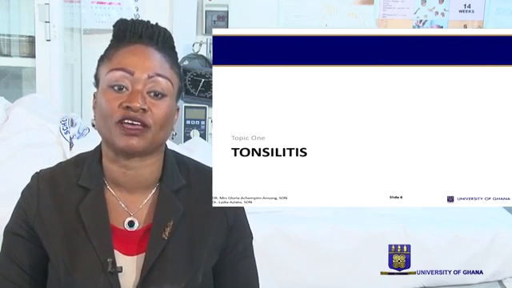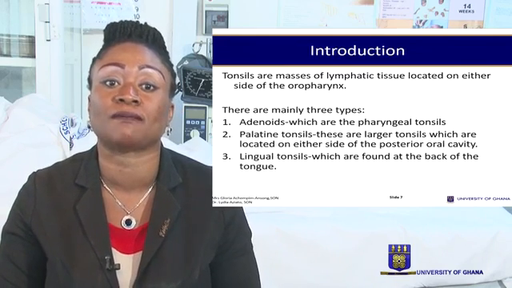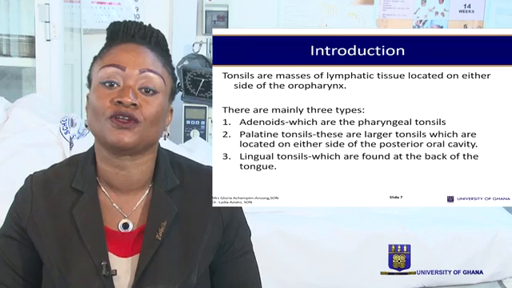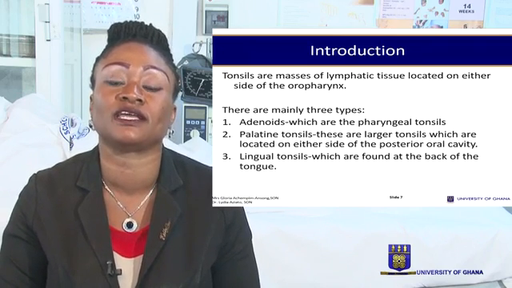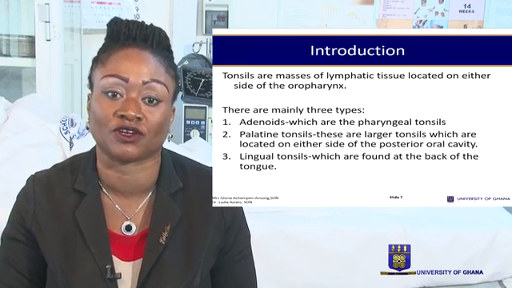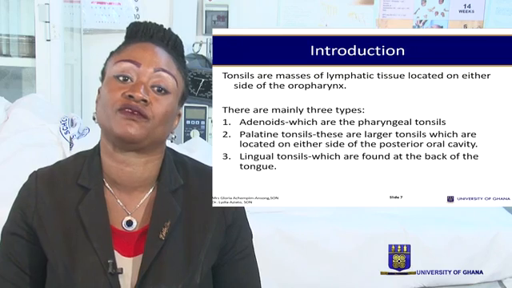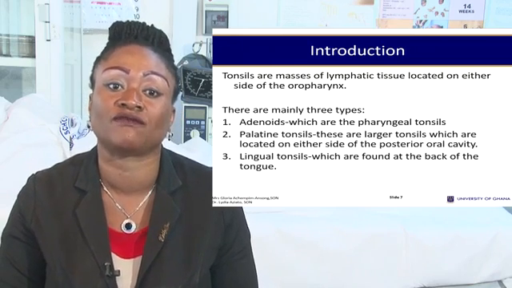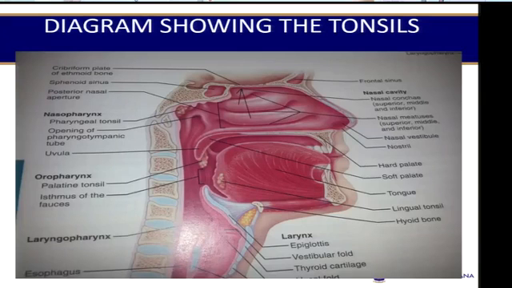And we move on to our first topic, and that is tonsillitis. Tonsils are masses of lymphatic tissue located on either side of the oropharynx. So once again, you are being referred to anatomy and physiology to revise tonsils. And we have three main types. We have adenoids, we have the palatine tonsils, and then the lingual tonsils. So that's a diagram showing the tonsils.